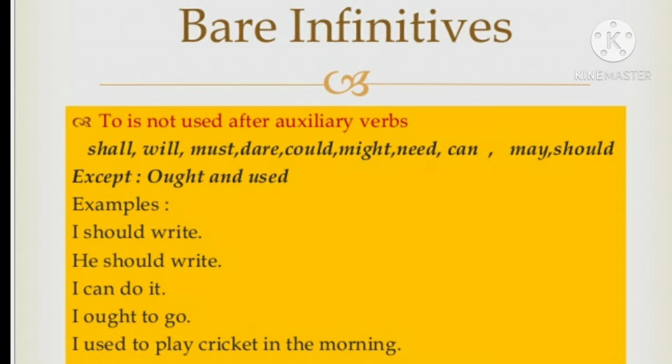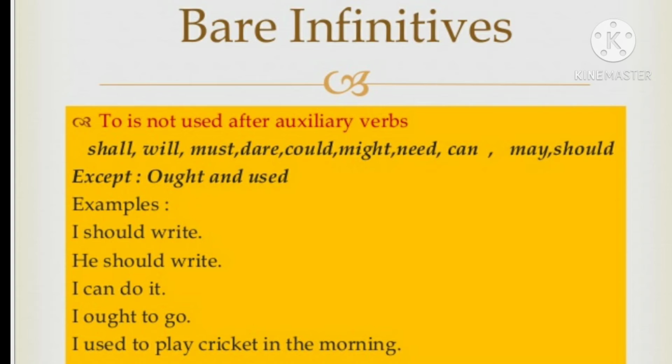Okay. Now let's observe bare infinitives. Bare infinitives means to is not used after auxiliary verbs. What are auxiliary verbs? First of all, helping verbs are called auxiliary verbs. Right? Is, am, are, was, were, all do forms, all be forms. Isn't it? Shall, will, must, dare, could, might, need, can, ought. These all come under that. But some exception is there for ought and used.